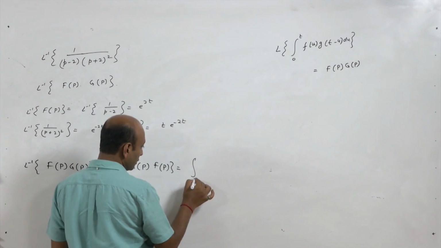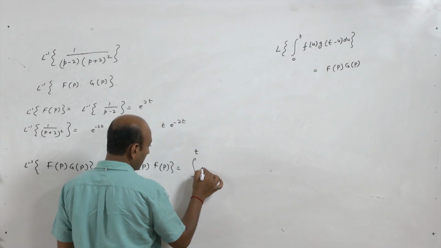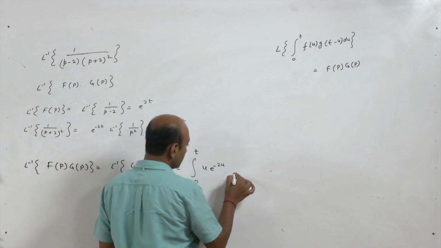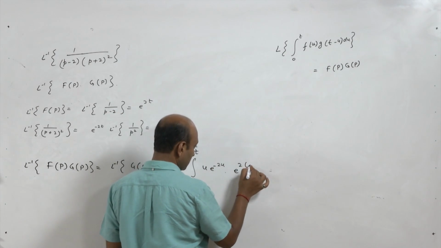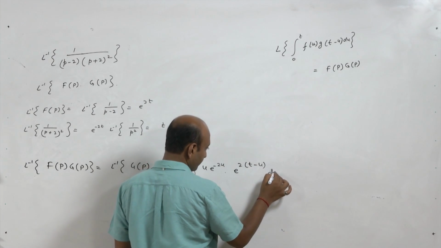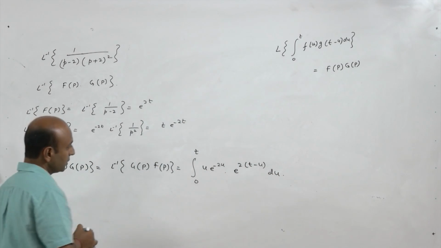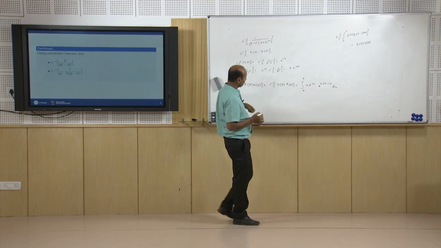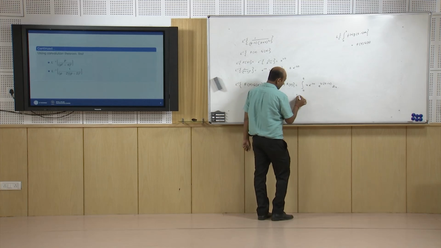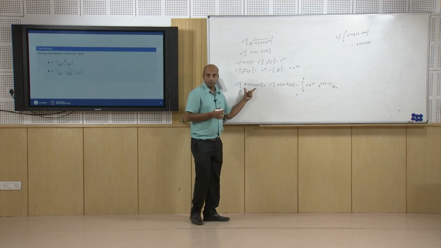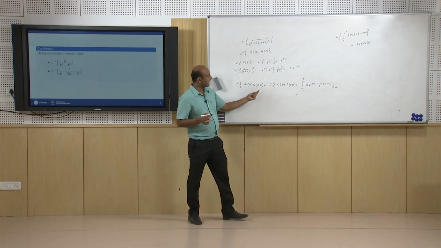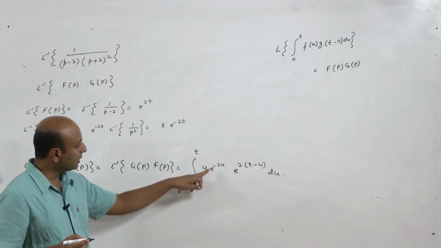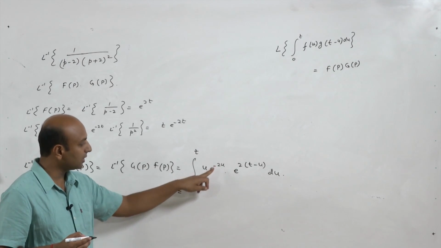So, this is nothing but integral 0 to t f(u) g(t minus u) du. So, this is by convolution theorem. You can use this also, no problem. The only thing is I have simplified this, because otherwise t minus u comes in both the expressions.